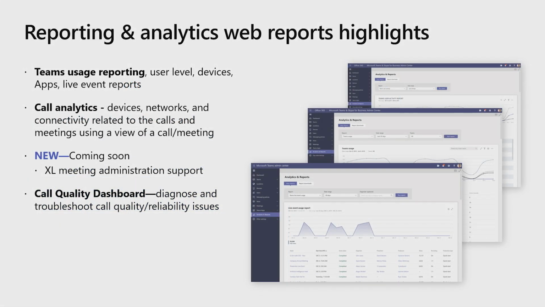Here are some highlights of the web reports that are most utilized through the Team Admin Center. We have Teams usage reports that include user-level reporting, live events, apps, and devices usage reports. We have the call analytics reports, which provide insights on device, network, and connectivity-related data for calls and meetings. We are going to newly introduce soon reports for large meetings of more than 1,000 participants, with the ability to sort and search quickly. And we also have the link to the call quality dashboard to help admins troubleshoot call quality problems.